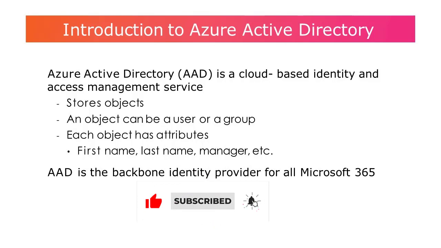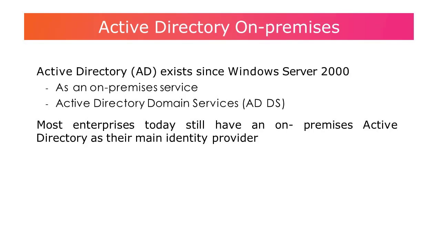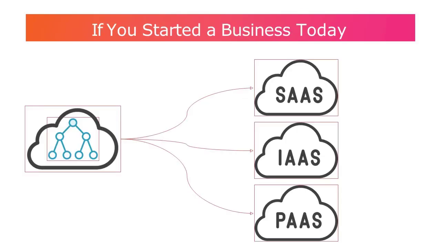Azure Active Directory is the backbone identity provider for all of Microsoft's cloud services such as Office 365, Azure, Intune, and so on. Something to note is that Active Directory as a server or service has existed for over 20 years already as an on-premises service. It was shipped with Windows Server 2000. You might also see it named as Active Directory Domain Services, or ADDS. Most enterprises today still have an on-premises Active Directory as their main identity provider and where all of their users are stored. Let me explain.